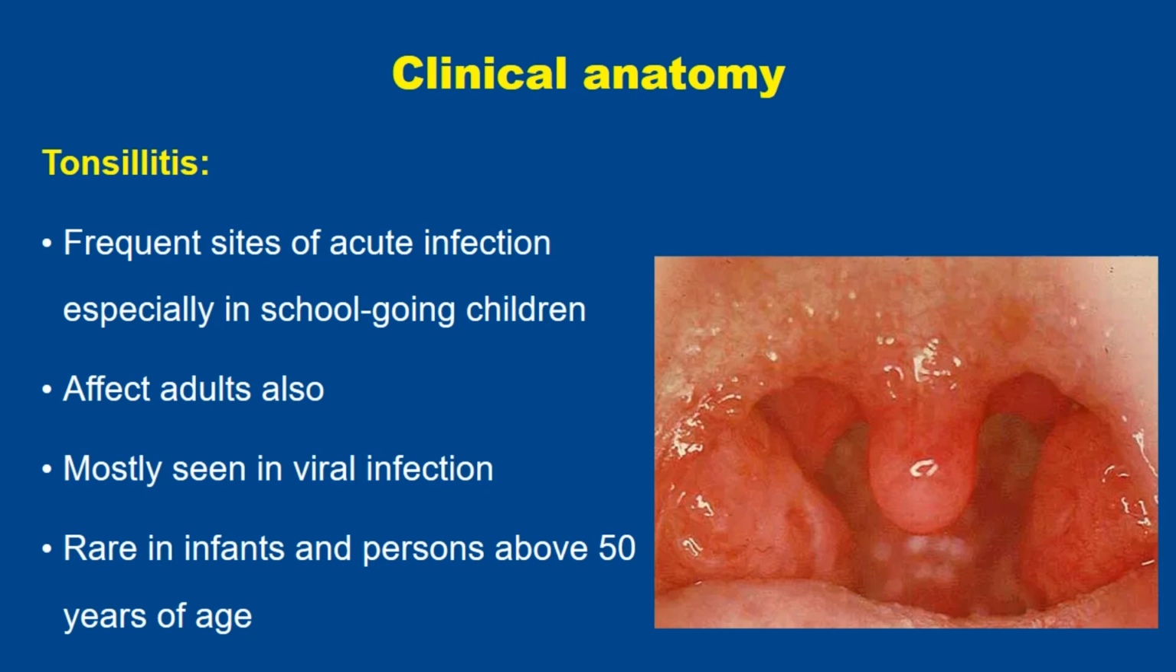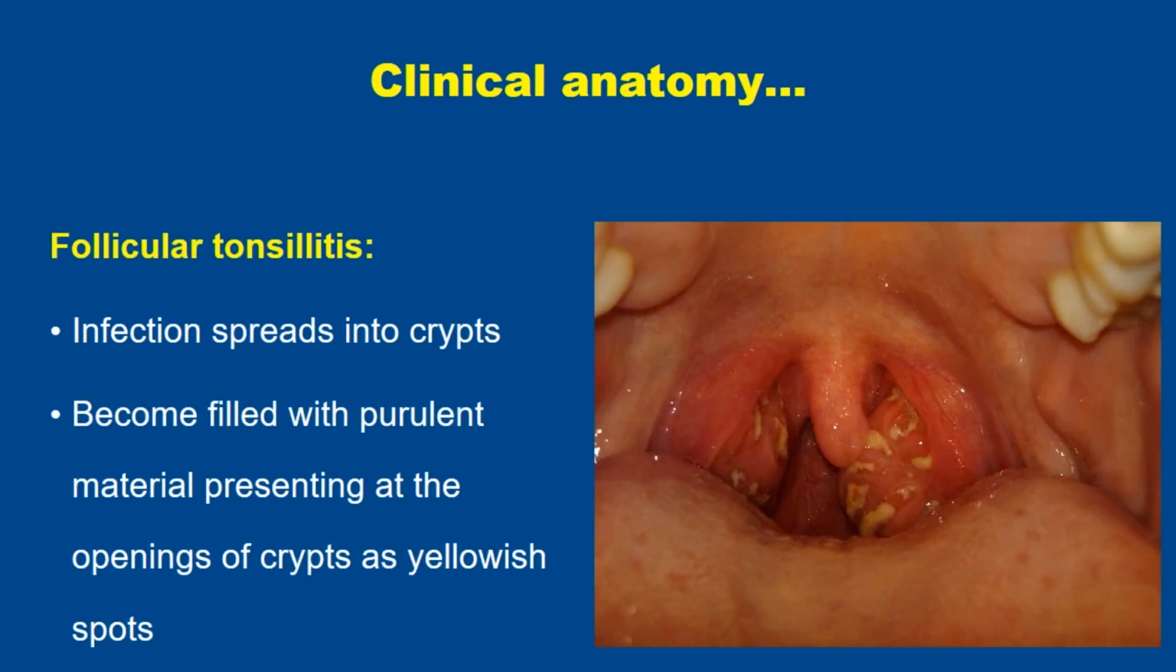Now we'll discuss the clinical anatomy of the tonsils. The first clinical condition is tonsillitis. Tonsillitis is frequently a site of acute infection, especially in school-going children, and it also affects adults. It is mostly seen in viral infection, and it is rare in infants and persons above 50 years of age. The second clinical condition is follicular tonsillitis.